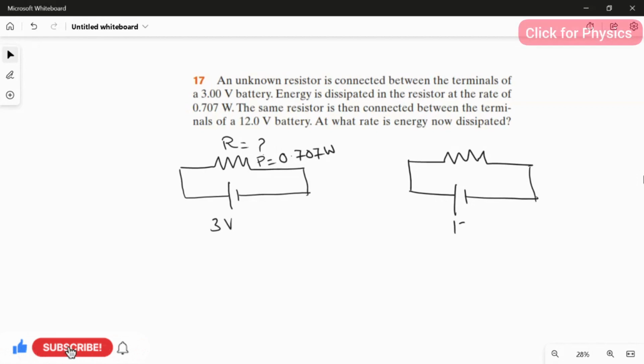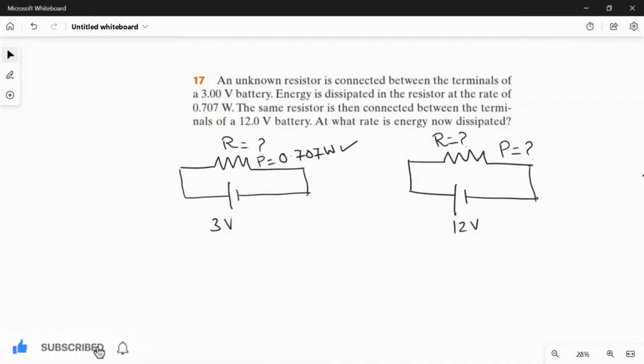So when you connected the 12-volt battery, what will happen to this unknown resistor? It will never give the same value of the power. This time the power is different, right? We don't know the resistance, but we are using the same resistor which we used in the first part. So if you want to get the answer for this power, first we have to find the value of the unknown resistor. Once you identify the value of the unknown resistor, getting the answer for the power in the second part, when you connect a 12-volt battery, will be very easy for us.